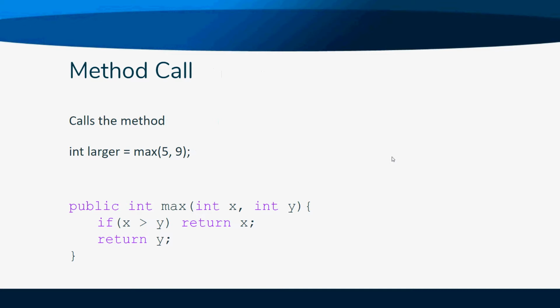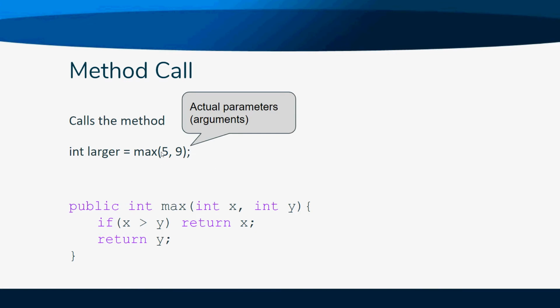Okay, a method call will allow you to use your method. So in this case, if I wanted to find the larger of two numbers, I could say int larger equals max, because that's the name of my method, and then I would send it two pieces of information for our two parameters. So that is one way to call a method.